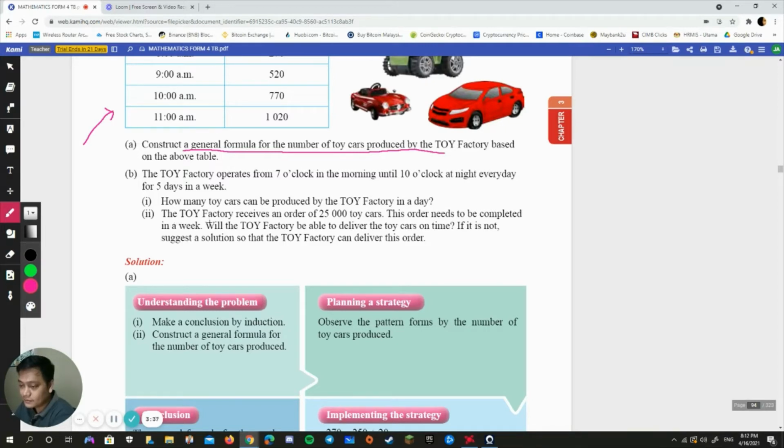The second one, the toy factory received an order of 25,000 toy cars. This order needs to be completed in a week. Will the toy factory be able to deliver the toy cars on time? If it is not, suggest a solution so that the toy factory can deliver this order.